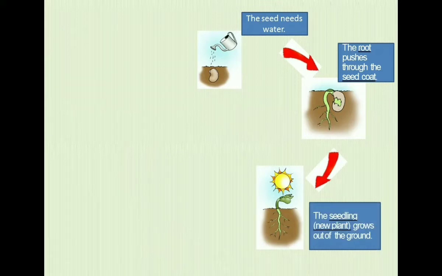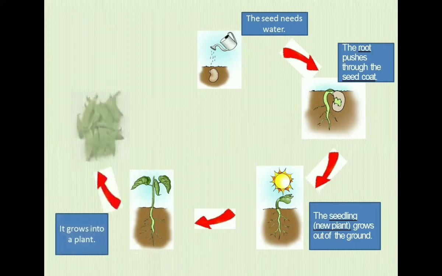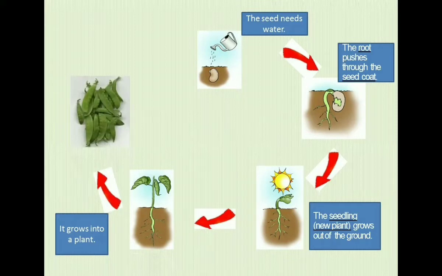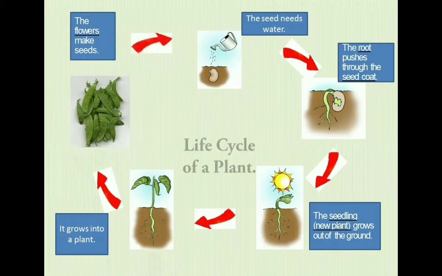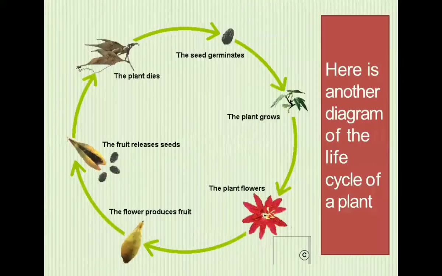The seedling, the new plant, grows out of the ground. What happens next? It is turning into a plant. It grows into a plant. And when the plant is big enough to give us fruits or vegetables, the flowers make seeds. And then it continues. So this is the life cycle of a plant.